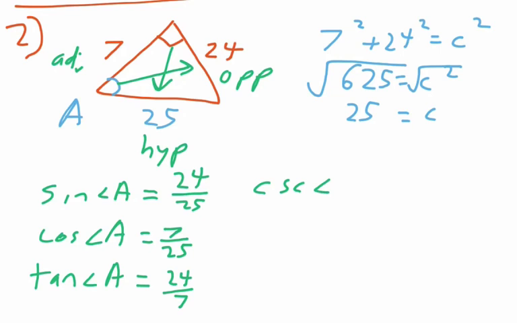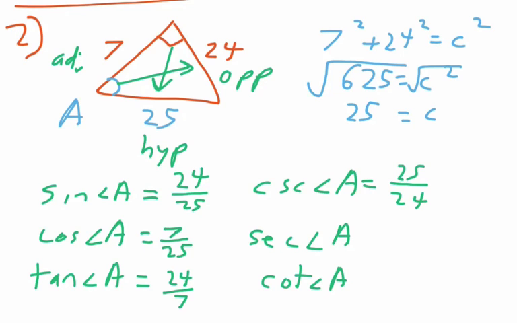Since we need all 6, the other 3 are simply the reciprocal of the first 3. So we have 25 over 24, 25 over 7, and 7 over 24.